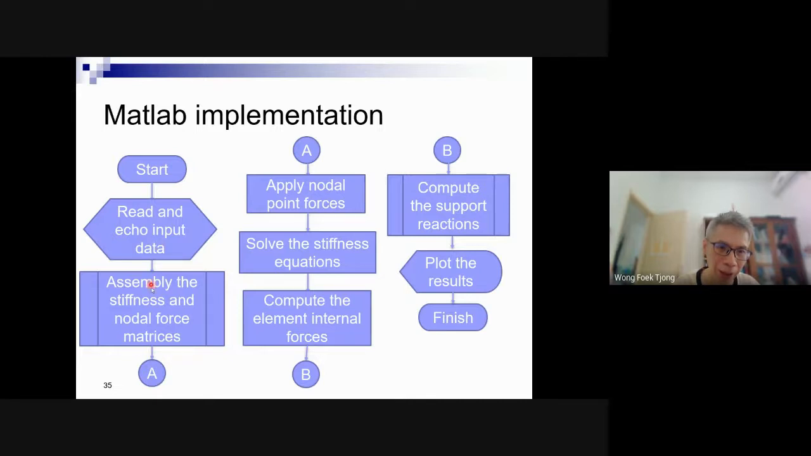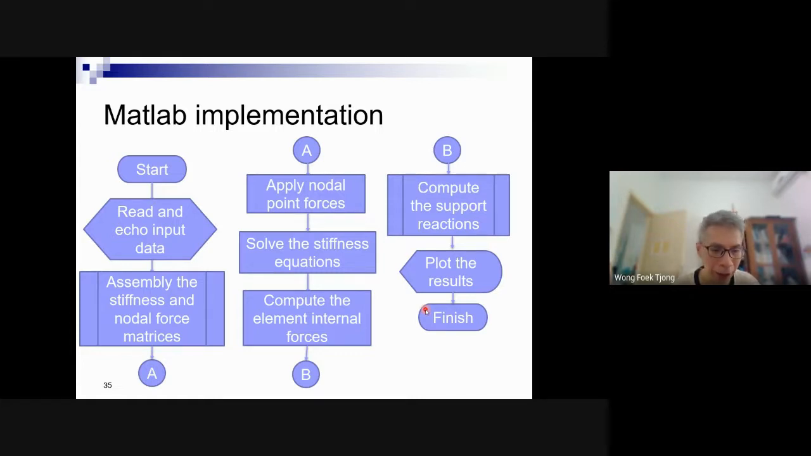And then assemble the stiffness and nodal force vectors, okay? And then if there is any force at the joints, apply it, and then solve the equations, and then compute the internal forces and support reactions, and then plot the results, and then finish. That's the logic of the program that I developed in my book.